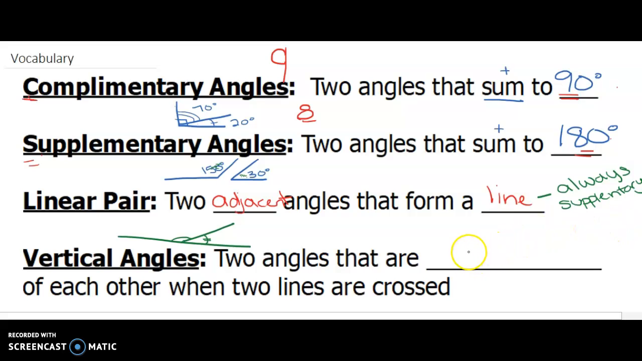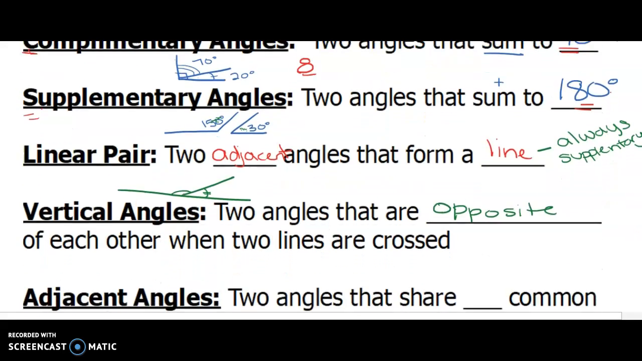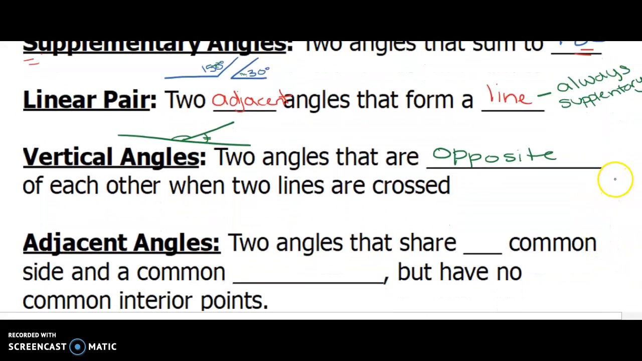Vertical angles, 2 angles are opposite of each other when lines are crossed. So if I have 2 lines that are crossed, this angle here and this angle here would be vertical angles because they're directly across from each other. Or I could say this angle and this angle would be vertical angles because once again, they're directly across from each other.